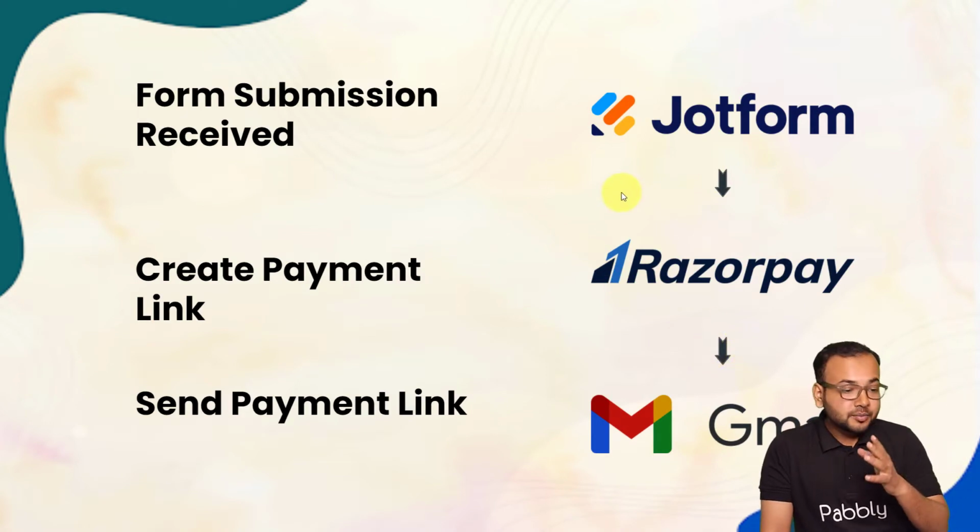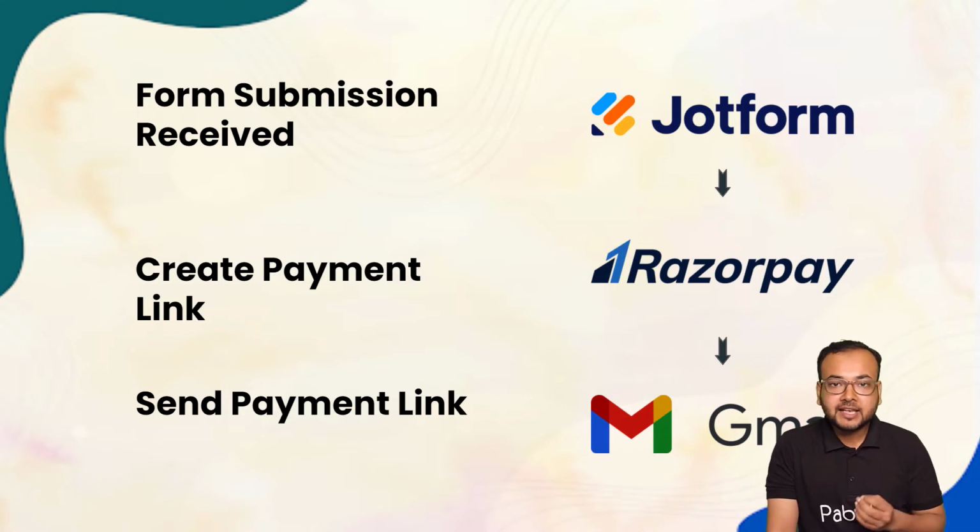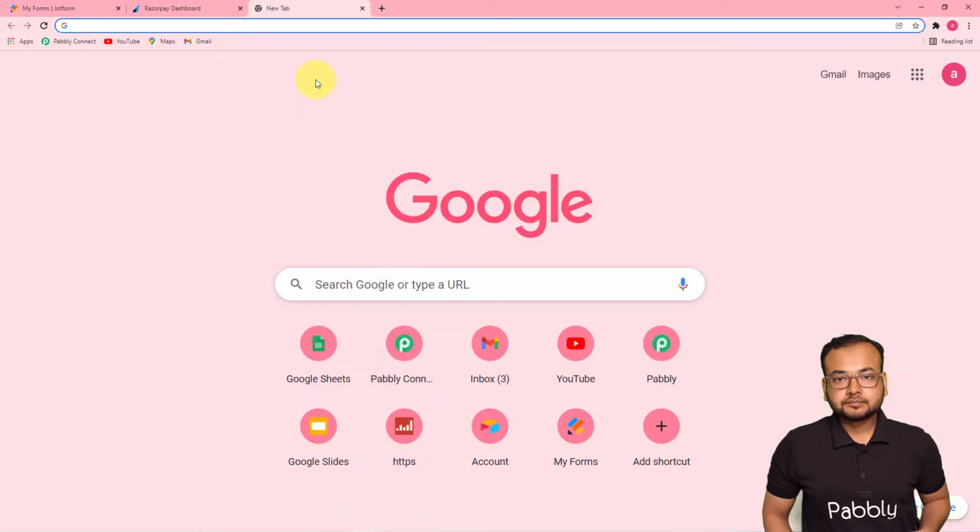And the flow of this automation will look something like this. As and when you receive a form submission, a payment link will be created automatically from Razorpay, and that same payment link will be delivered to the person who has filled that form automatically via an email. Okay guys, so let us set up this automation together.